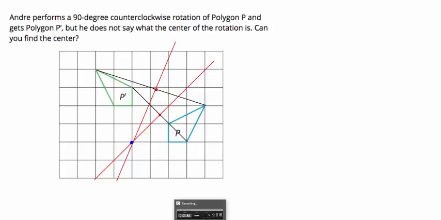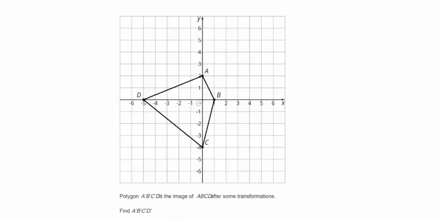So let's talk about transforming shapes on the coordinate plane and sequence of transformations. On the bottom here it says polygon ABCD, A prime B prime C prime D prime is the image of ABCD after some transformations. Find A prime, B prime, C prime, and D prime. So we have to ask some questions, right? Because we have no idea where this is going to end up.